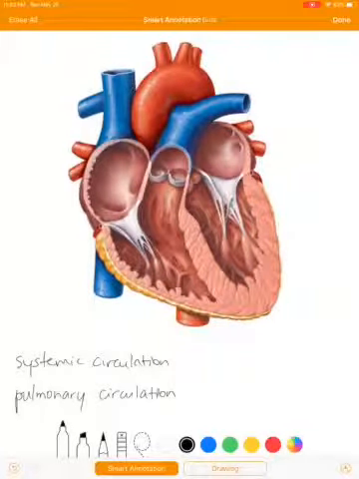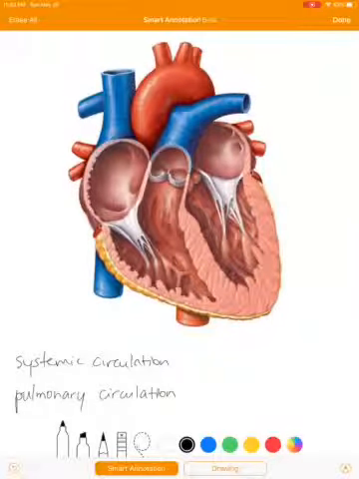So in pulmonary circulation, we're going to be sending blood that has lost oxygen, deoxygenated blood that's been carried back from the body. We're going to send that blood to the lungs to pick up more oxygen and to also drop off that carbon dioxide waste that was just picked up throughout the body, right? So we pick up oxygen, drop off carbon dioxide, and then that blood travels back to the heart. Okay, so that's pulmonary circulation.